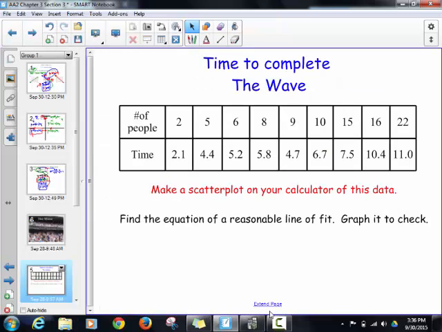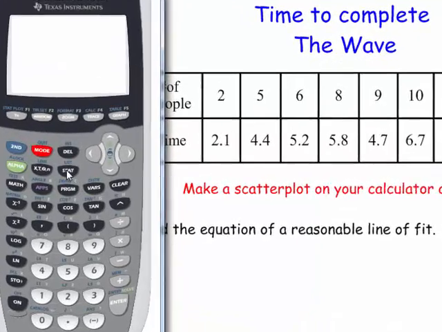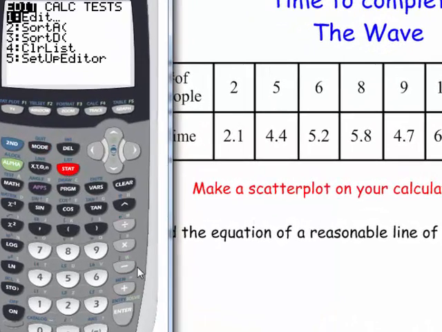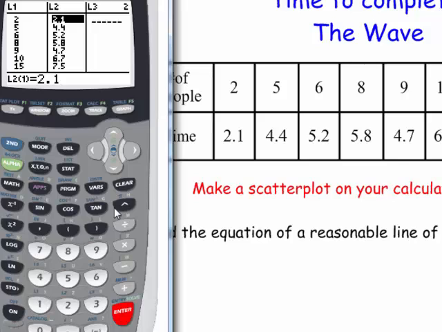So let's grab our calculators and plot in our lists here. I go to Stat, Edit, and I already have all my lists typed in. So make sure they line up.